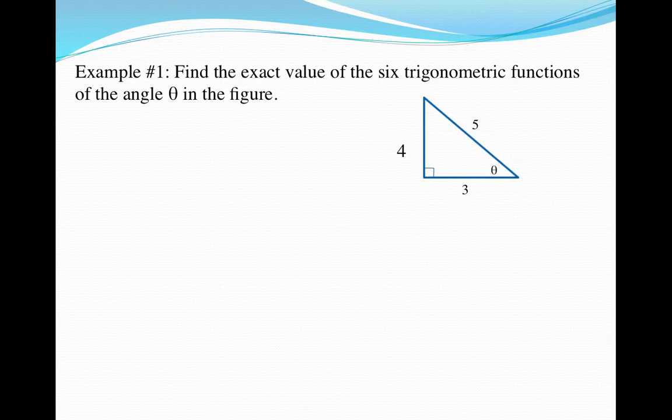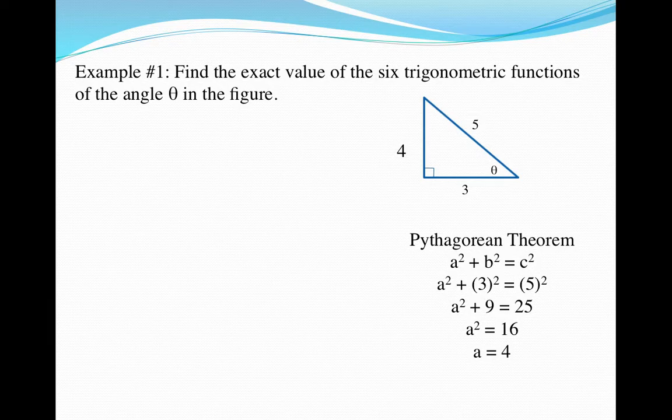If you didn't recognize this as a special right triangle, then you could have used the Pythagorean theorem, and you could have said a squared plus b squared equals c squared, where we're going to use b is 3 and c is 5. So we still come up with the fact that side A is 4.